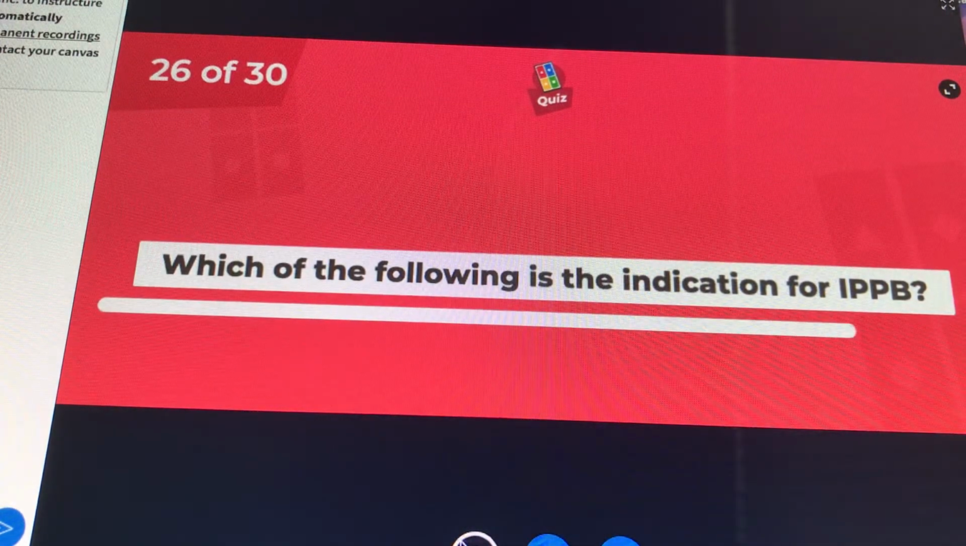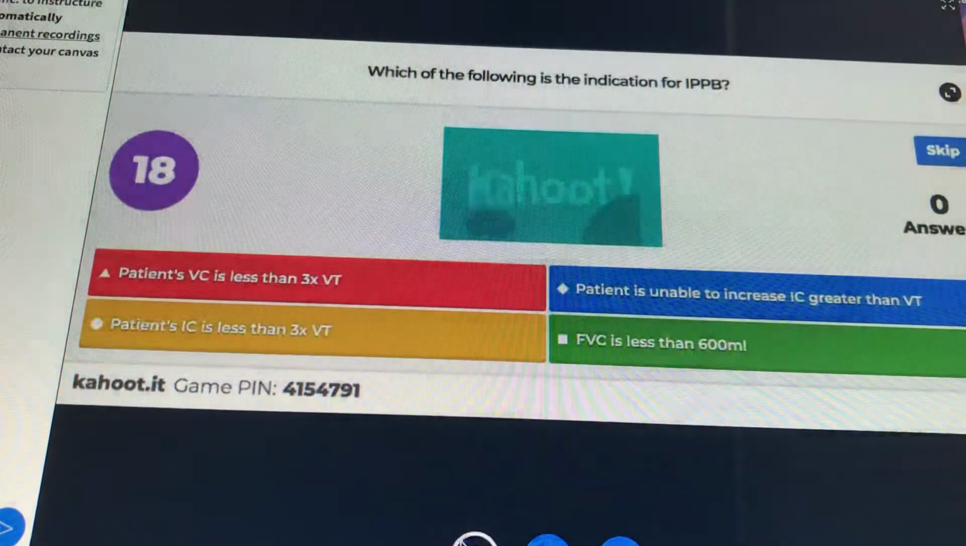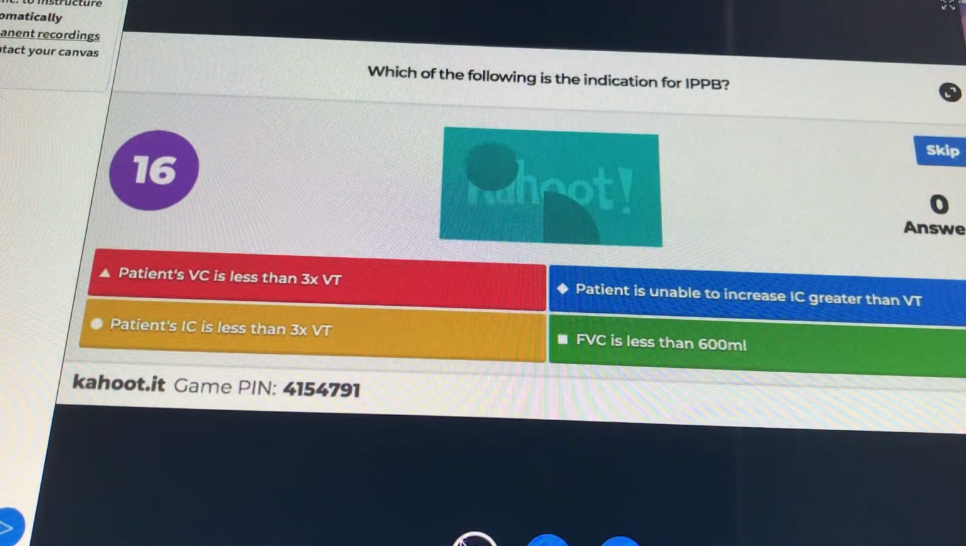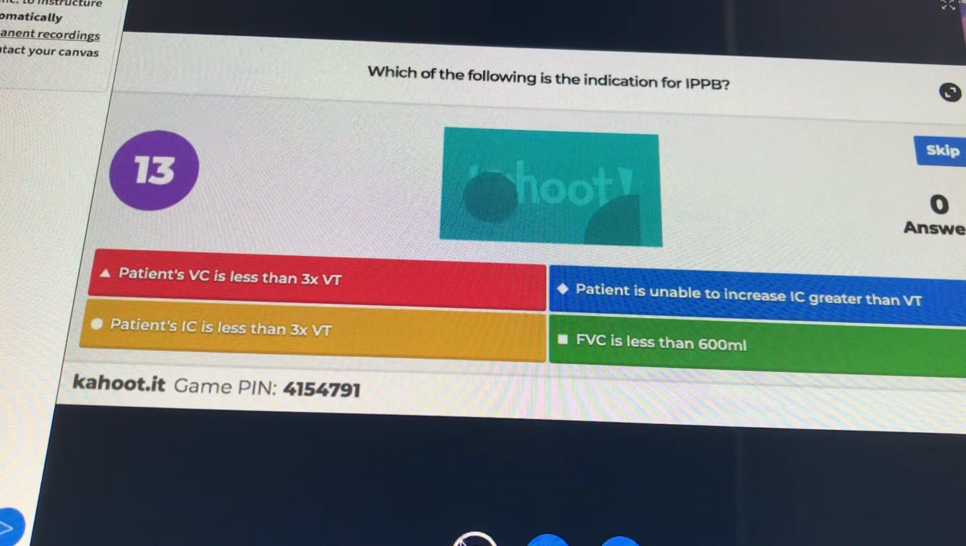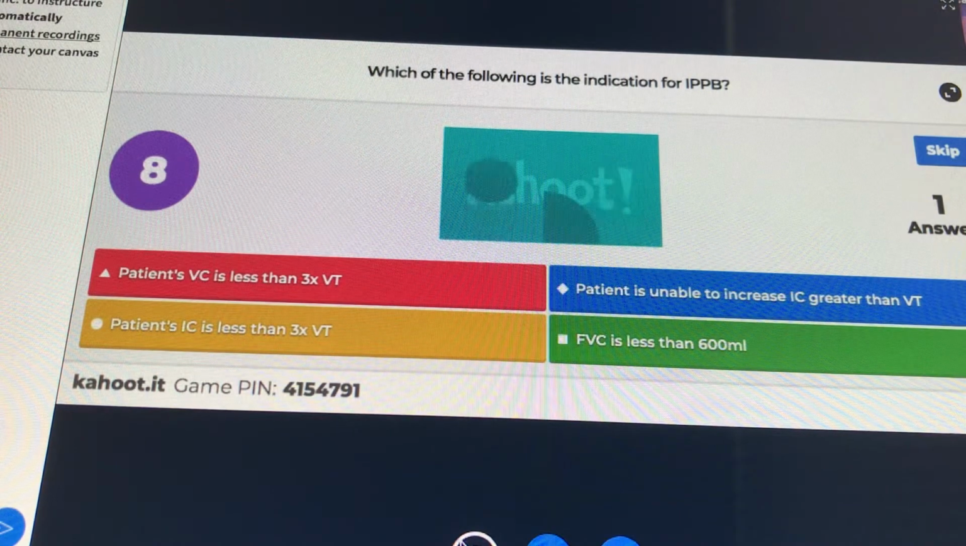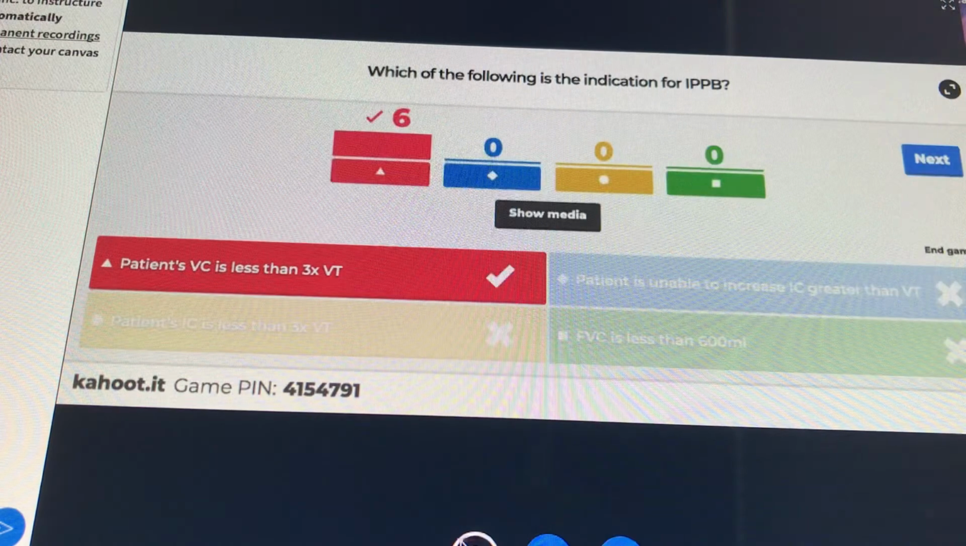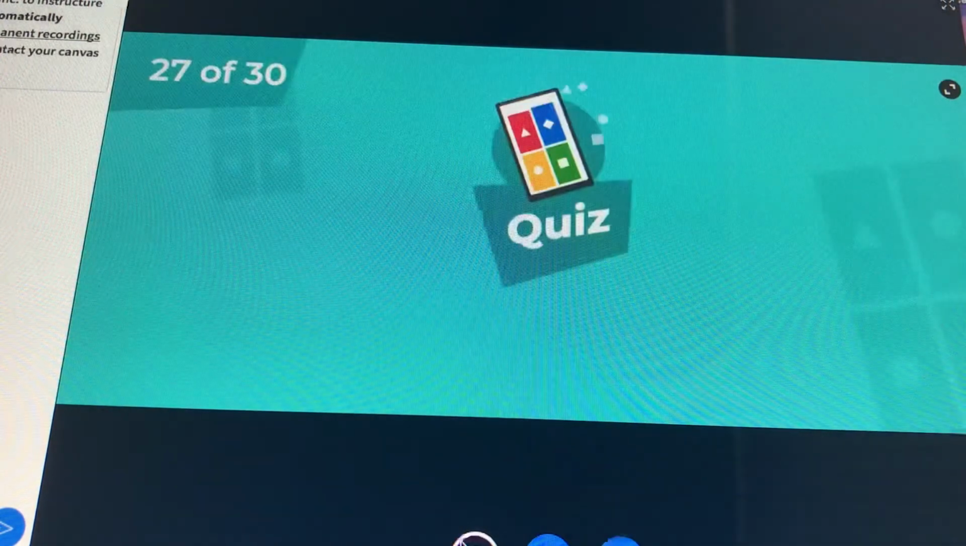Which of the following is an indication for IPPB? And that's the patient's vital capacity is less than 3 times their tidal volume. That's what tells you that the patient needs to take bigger breaths because they can't on their own, so they need IPPB.